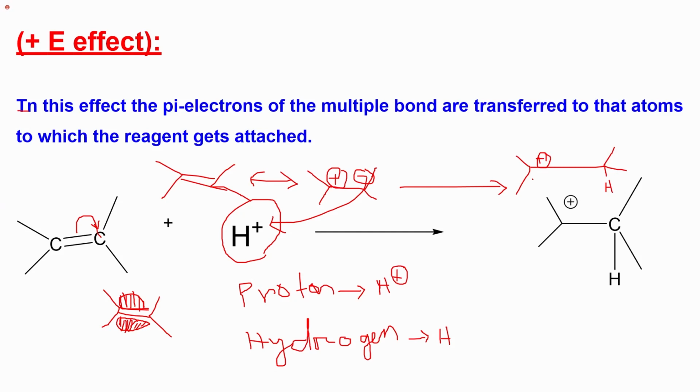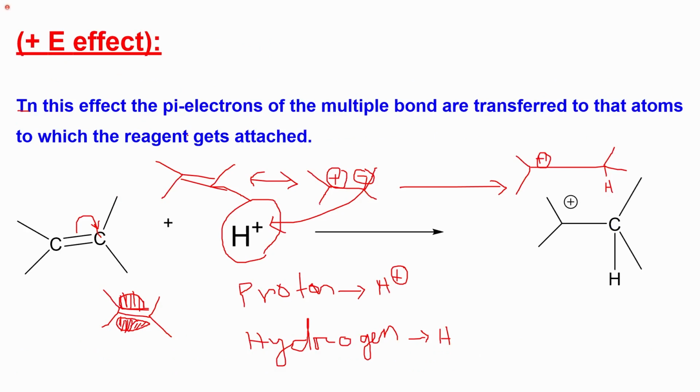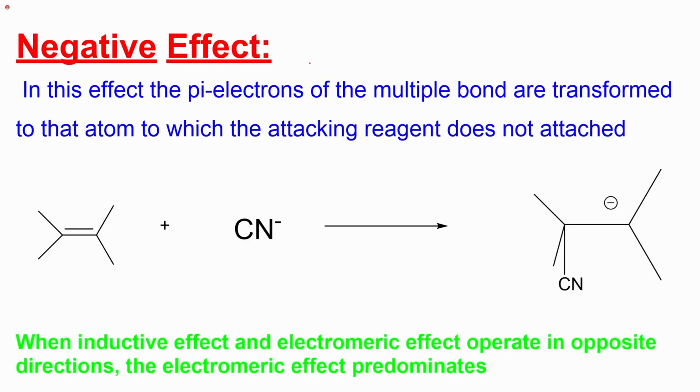The pi electrons of the multiple bond are transferred to the atom to which the reagent gets attached. Here the reagent is the proton, H plus. Proton is H plus, and hydrogen is H. Now we'll go to the next effect, the negative E effect. This is the positive E effect, and this is called the negative E effect.